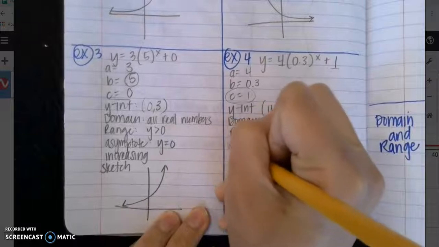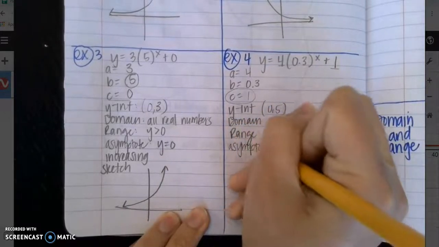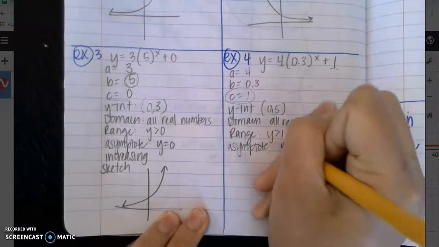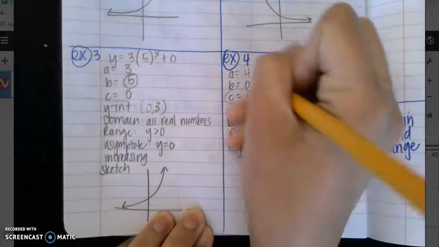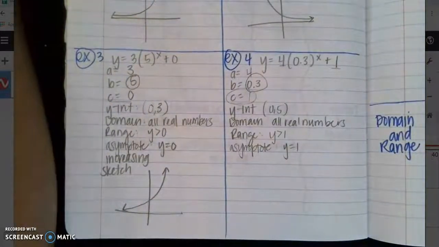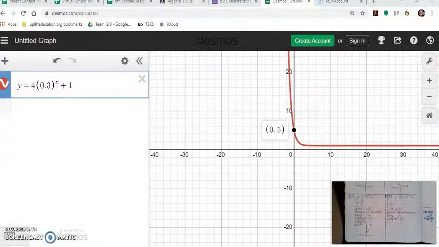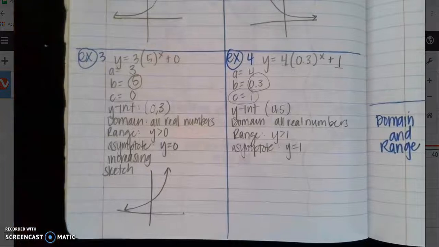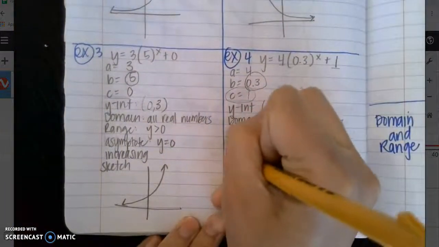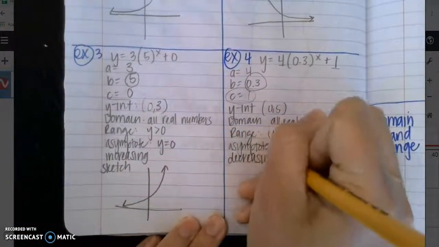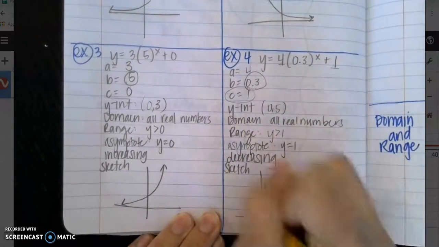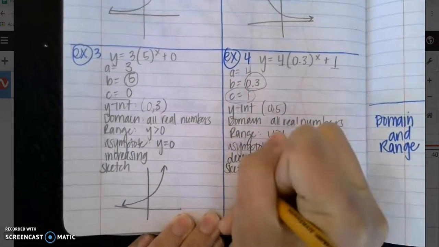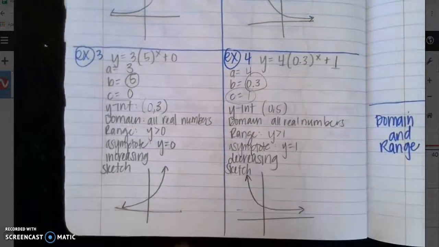My asymptote is my C value, so that's y equals 1. This graph, because of the decimal value for my B value and because of looking at the graph, is decreasing from left to right. It's decay. Then my sketch, it's a little bit higher because of my asymptote at y equals 1.